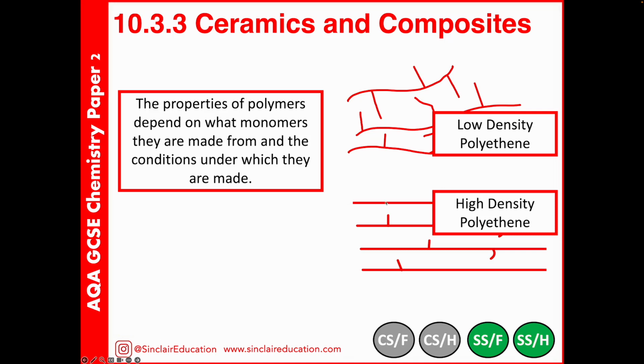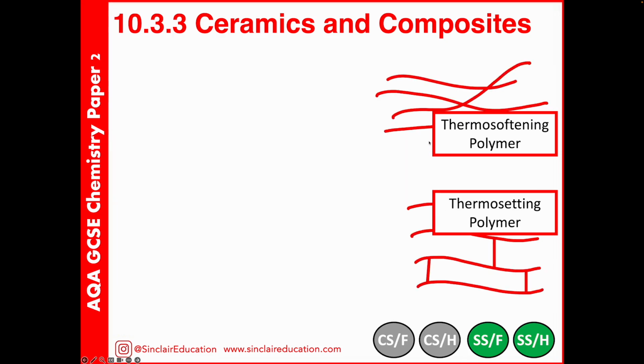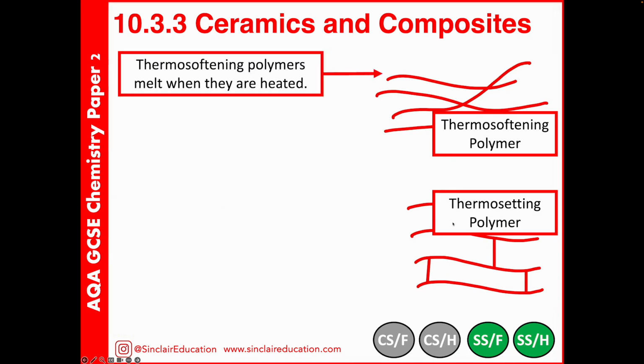While with the high density polyethylene, we now have minimal branching. The chains can get really close together and have really strong forces between them as they're closer, and that will raise the melting and boiling point. But these are both made originally from ethene; polyethylene is made from ethene, but they're two different versions of polyethylene. Polymers can also be either thermosoftening polymers or thermosetting.